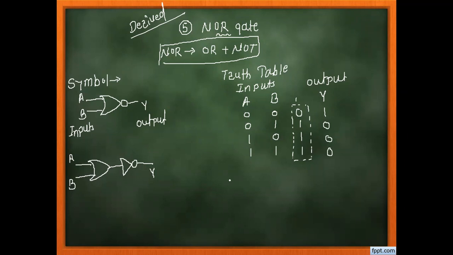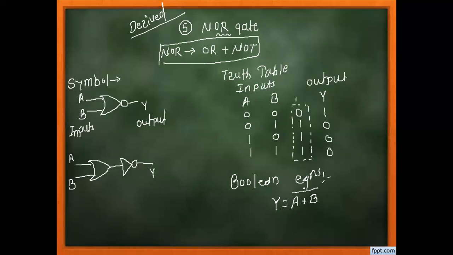And this function can be expressed with the Boolean equation, and that is nothing but Y is equal to A plus B, whole bar. The plus sign indicates the OR gate, and the whole bar means that the output of the OR gate is connected to the NOT gate. Then this will act as a NOR gate. Is it right? So please take a screenshot of it.